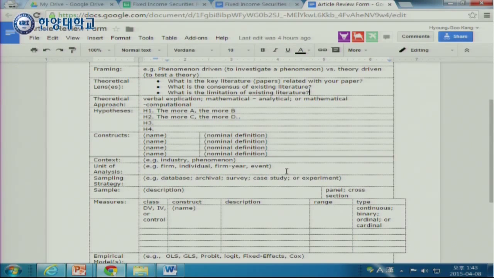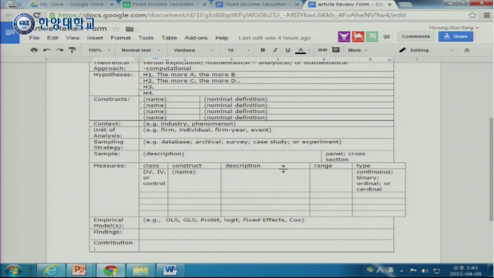Any question up to this point? Any question? No. Okay. Next one is sampling strategy. So it is basically related to your homework due this Friday. Basically, a description of your data.